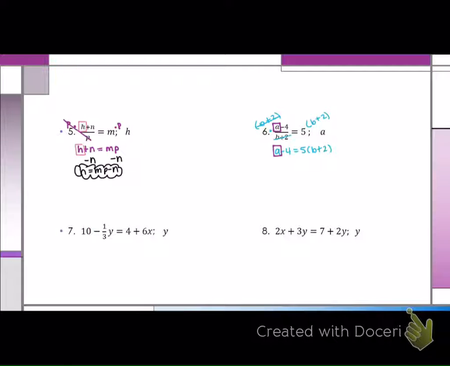Brian, what would you do now? So there are 2 answers. You can write it as a equals 5 times b plus 2, plus 4. I'd accept that. Or you could distribute and simplify. If you distribute the 5, you'd have a equals 5b plus 10 plus 4. So a would be 5b plus 14. Either of those answers is acceptable.